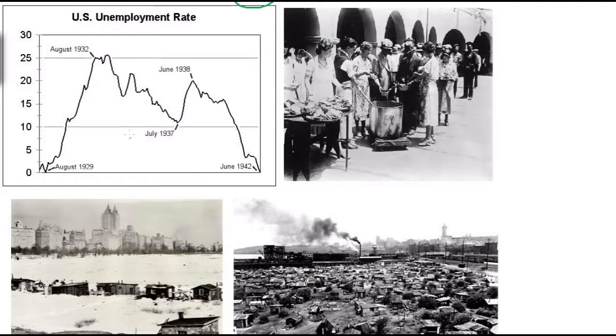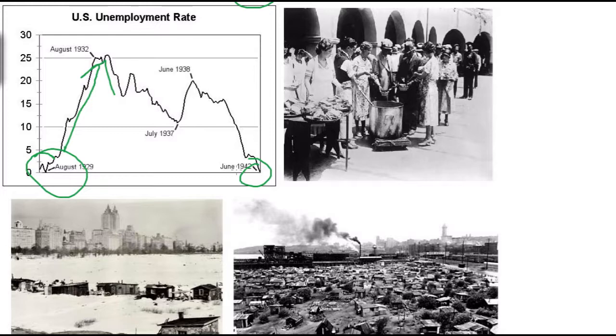And so as a result, the American population is just in horrible, horrible shape by the early 1930s. Unemployment rate here, we have August 29, just before the stock market crash, and it peaks in August of 1932, and this is where you have these 11 million people unemployed. And it only gradually declines until World War II begins. Actually, this is shortly after World War II begins.